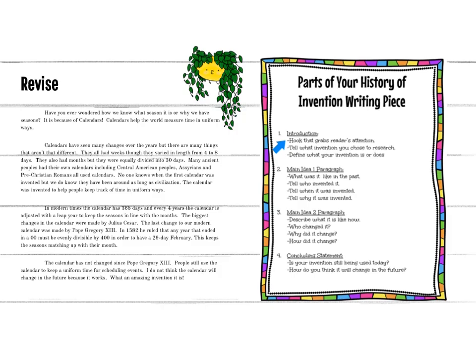So yep, that first sentence was my hook. It was a question to grab the reader's attention. The next sentence told me what I chose to research. It was telling me that I researched calendars. And the last one defined what a calendar is and what it does. So I will go through each paragraph just like that to make sure, one, that my sentences sound good and make sure that each paragraph has the information necessary.